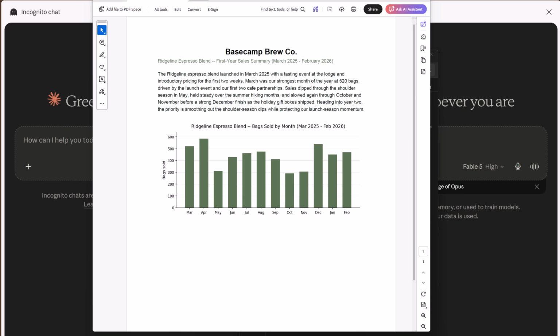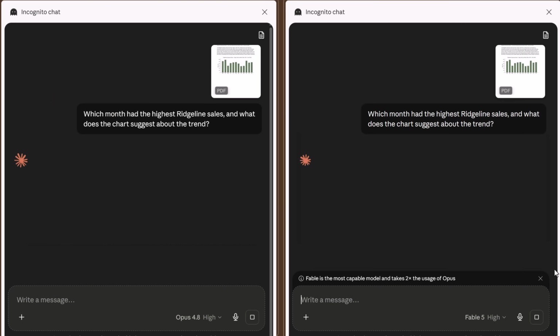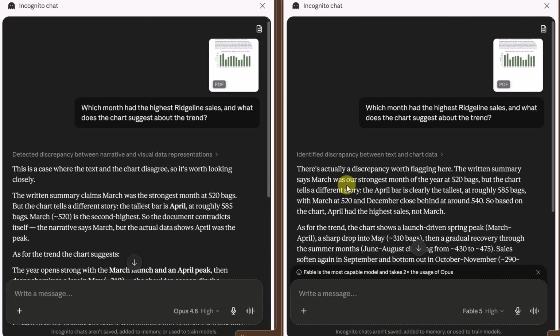So a model that only reads the text will repeat that March line. On the left, I have Opus 4.8, and on the right, I have Fable. I'm going to submit both of these. So look at the first line on both sides. Neither model even got to the question before flagging the problem. Opus calls it straight out. The document contradicts itself. April, not March. The trap didn't even survive 10 seconds on either side.